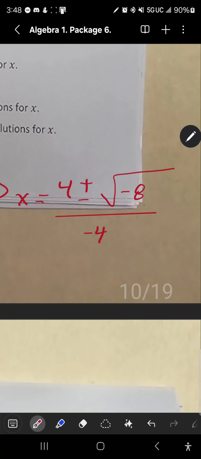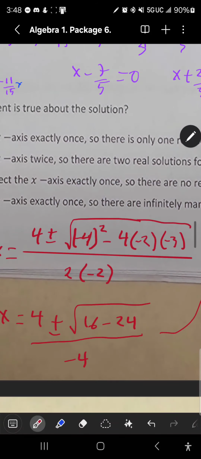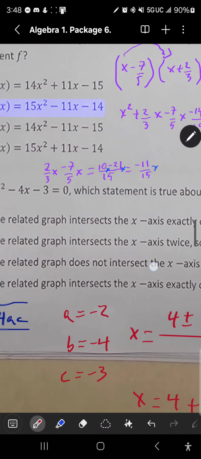Now, as you can see, we have a square root of a negative number. And every time we have a square root of a negative number, it doesn't have a real solution. So it doesn't have a solution. Why? Because we cannot take the square root of a negative number. Then I'm saying, okay, it doesn't have a solution. The square root is negative. So okay.